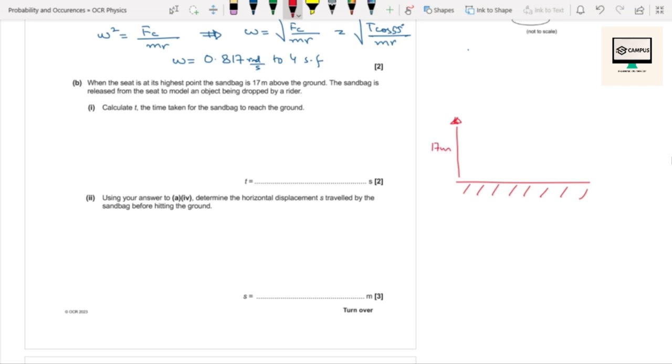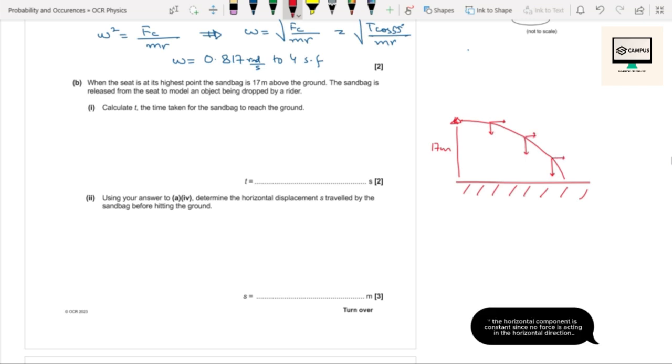As it was dropped, there is a horizontal velocity and there is a vertical velocity, and the vertical velocity is increasing with time. That's why it's moving down, because there is an acceleration of free fall acting on it, and the horizontal component is constant. So we have to calculate the time t for the sandbag to reach the ground. Remember Suvat equations. The vertical distance is known to us, that is 17 meter.